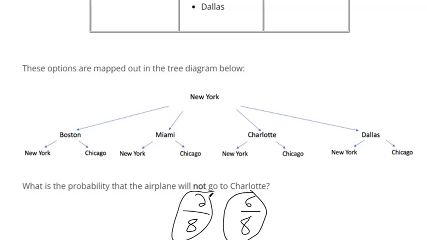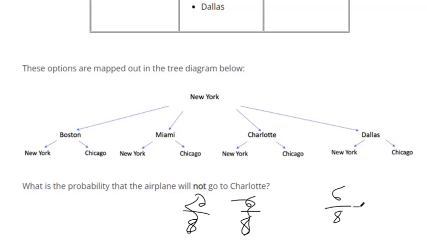And another way of doing this one, instead of doing it this way, you could say, hey, probability is always the number you're interested in divided by the total. So how many airplane routes do not go to Charlotte? There's 1, 2, 3, 4, 5, 6 routes that don't involve Charlotte. And with a probability, you always divide by the total number of options, which is 8.